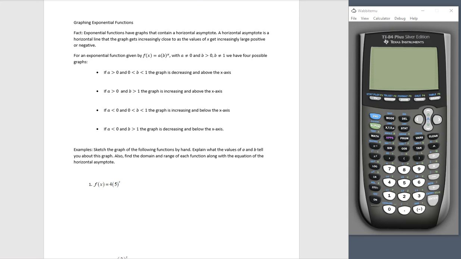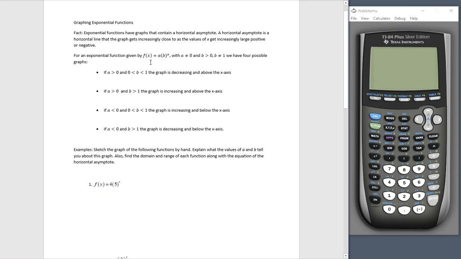All right, so the fact is the exponential functions have a horizontal asymptote. And the horizontal asymptote is just a horizontal line that the graph gets increasingly close to as the values of x get increasingly large, whether they're positive or negative. So towards positive infinity, towards negative infinity, at the ends of the graph, exponential functions will kind of settle in on a specific number.